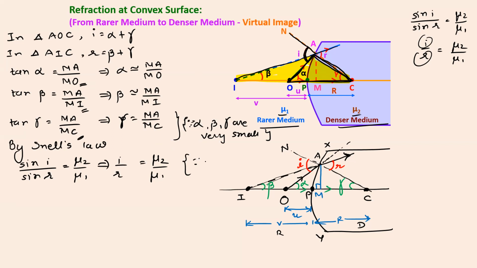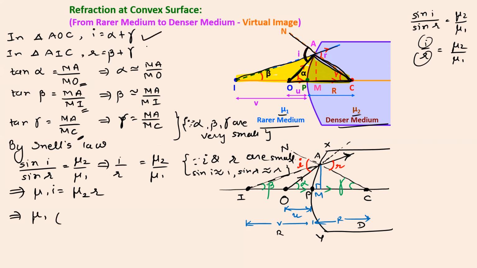Since i and r are small, sin i is similar to i and sin r is similar to r, same as the previous one. So it is like mu1 i is equal to mu2 r. Let us substitute this i from the top: i is alpha plus gamma, is equal to mu2, r is beta plus gamma. What do I do with this?